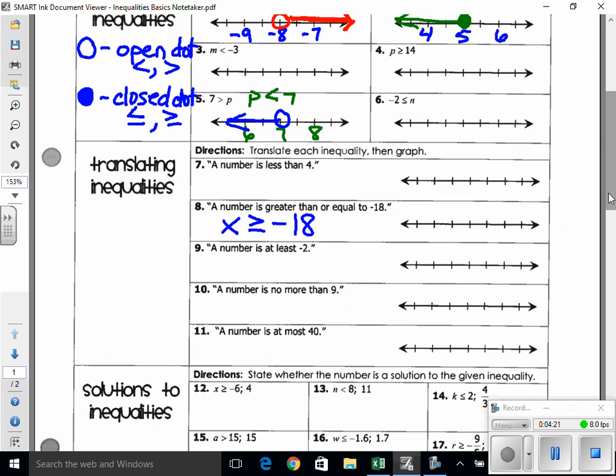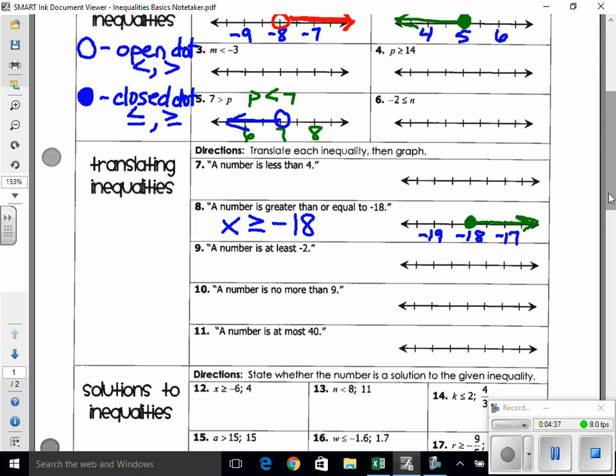All right, so then on our number line, we want to put -18 in the middle, -19 goes below it, -17 goes above it. And then because it's greater than or equal to, we want a solid dot on the -18. And greater than is going to go to the right.